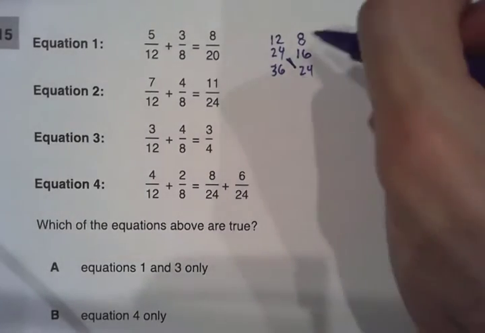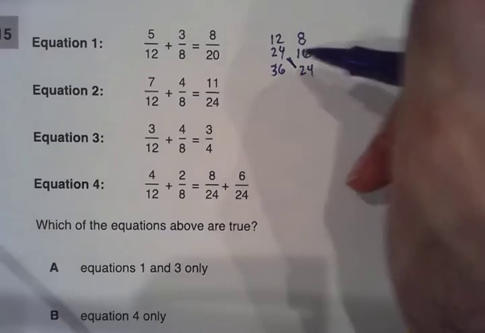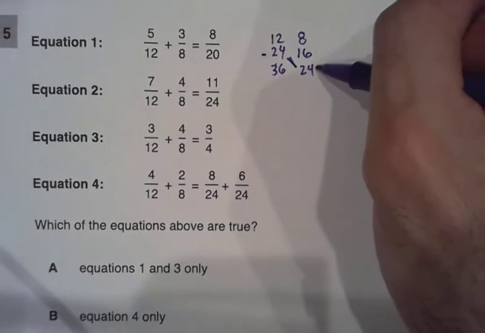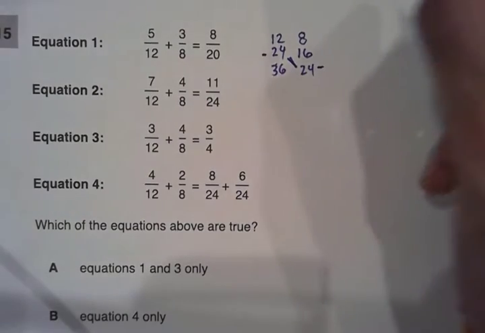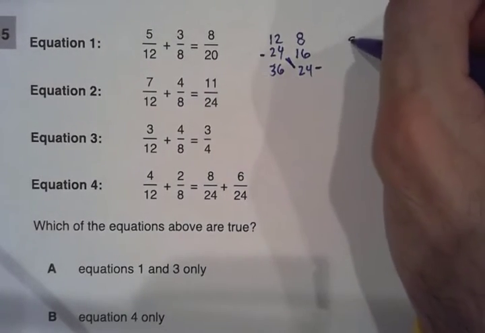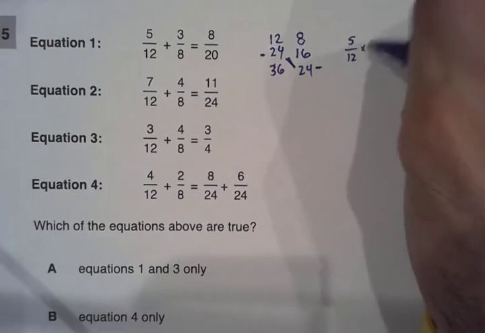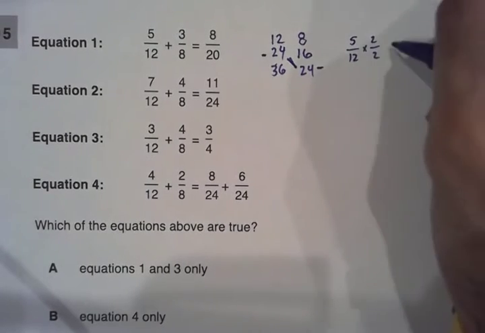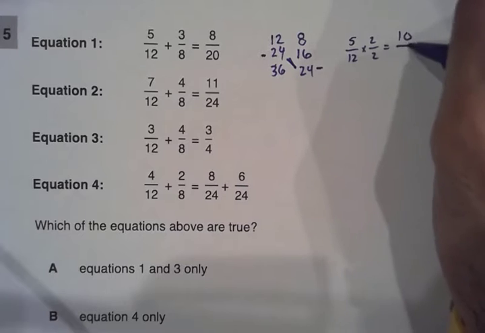So for 5/12, if I wanted to get it to 24, I just need to multiply it by 2. And for 3/8, if I wanted to get it to 24, I just need to multiply it by 3. So 5/12 times 2/2, that's going to get us 10/24.